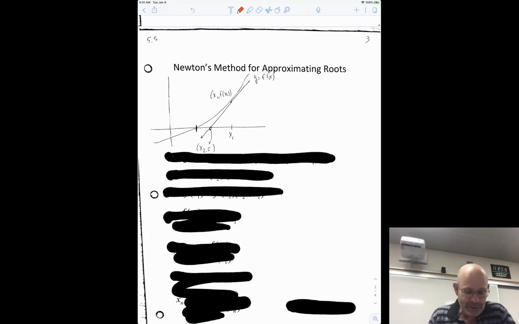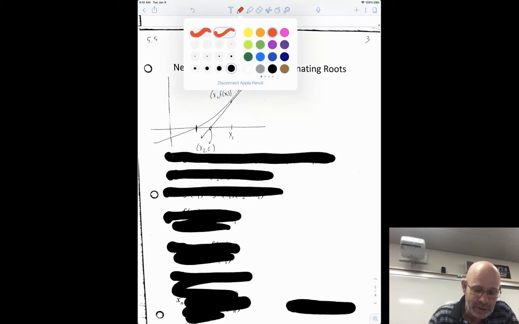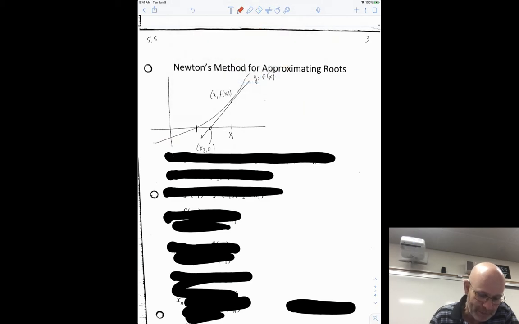So think about this picture. Let me show you what I've drawn here. I've drawn some curve, and that curve crosses the x-axis right there at that point, and I'm trying to guess that. So what I'm going to do is start with a guess. Here's my guess. Pretend this is really blown up. It's not as far away as it looks.